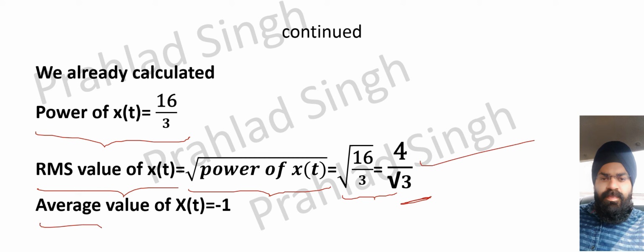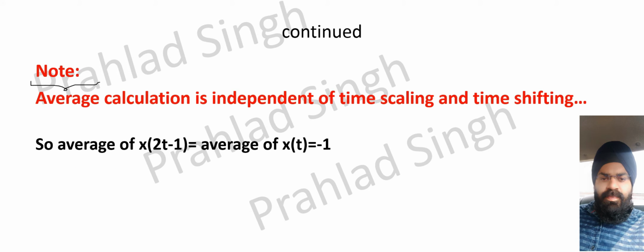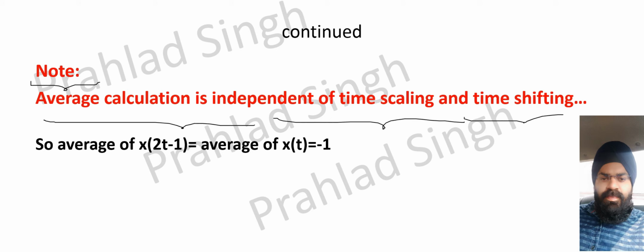And we already have one more thing, that average value of xt is minus 1. Here is one important note: average calculation is independent of time scaling and time shifting. Remember, average calculation is independent of time scaling and time shifting. If we do time shifting or time scaling, then the average value of the signal does not change.